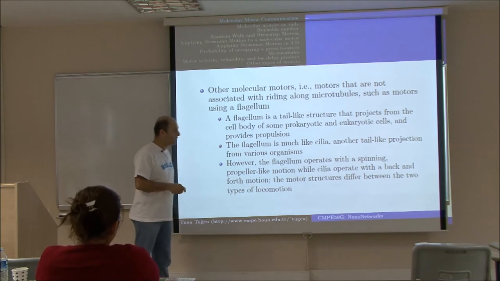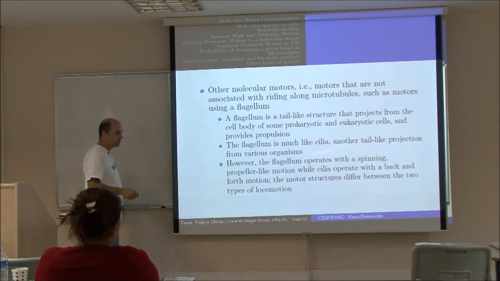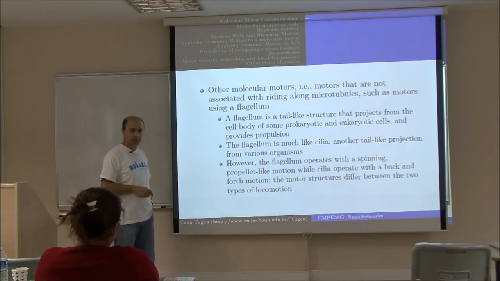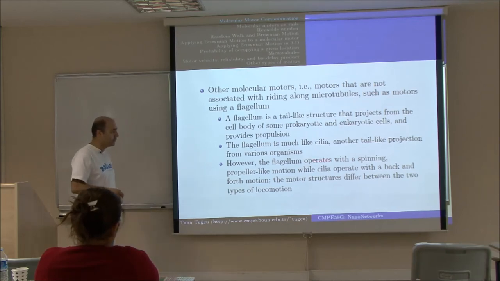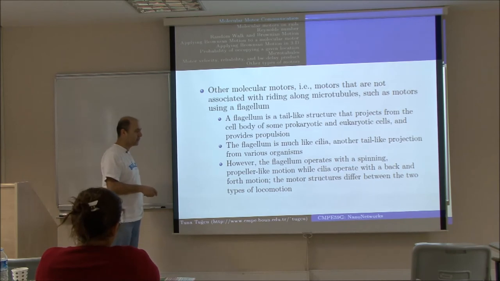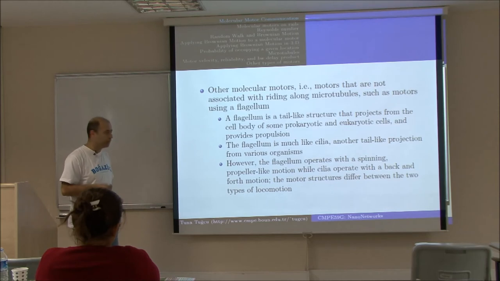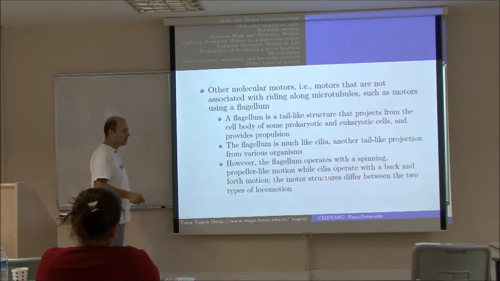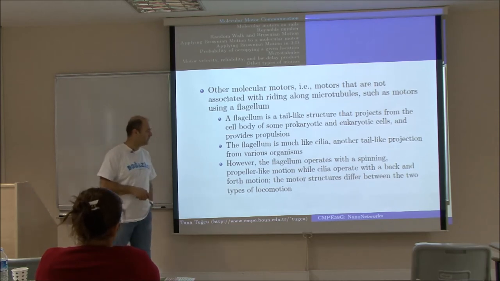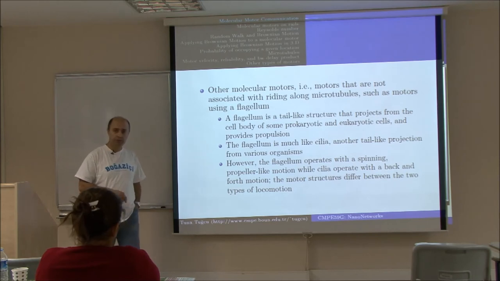The flagellum is much like cilia, which is another tail-like projection from various organisms, but there are some differences. The flagellum operates with a spinning propeller-like motion, but in the case of cilia, it's operating with a back and forth motion. So the way they're moving is different. The motor structures differ between these two types of locomotion.